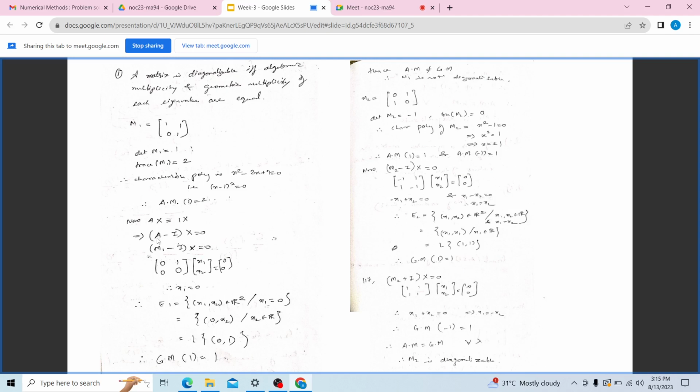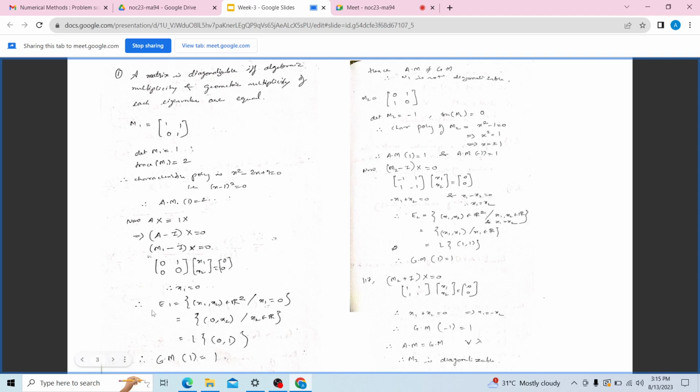Now this A matrix is what we have given as M1. So (M1 minus I) into x equals 0. What is the M1 matrix? When you subtract the identity matrix from this, 1 minus 1 is 0, and again 1 minus 1 is 0. So you get this matrix into the matrix x1, x2 equals 0 0. Therefore from here you get x1 equals 0.